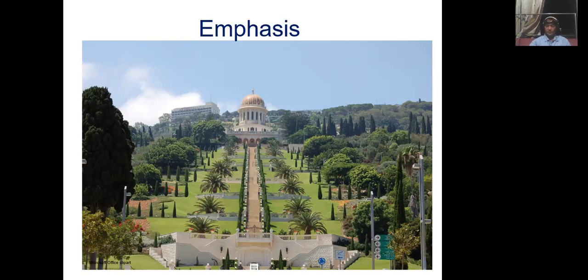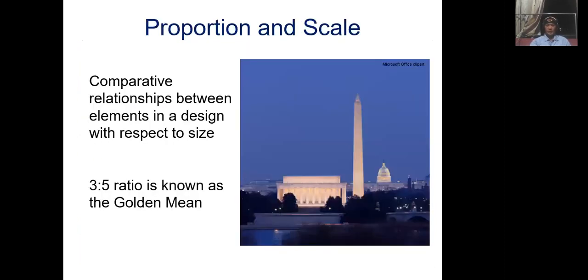Moving on, we talk about proportion and scale. So you have comparative relationships between elements in the design with respect to size. So 3:5 ratio is known as the golden mean. Okay, so everything in nature you can see ratio and proportion working. Like the proportion of your elbow compared to the whole arm, proportion of your knee in comparison to the whole leg. So that's proportion.